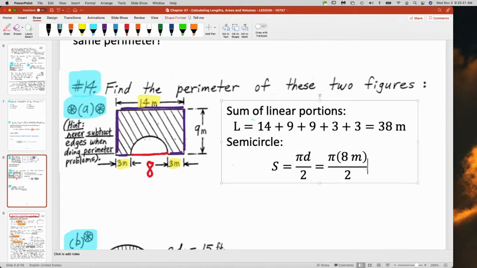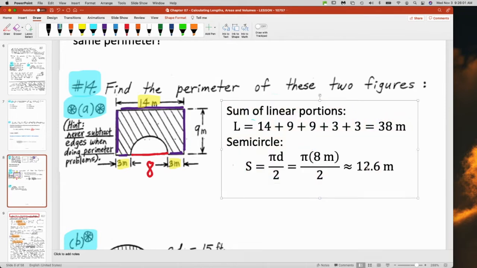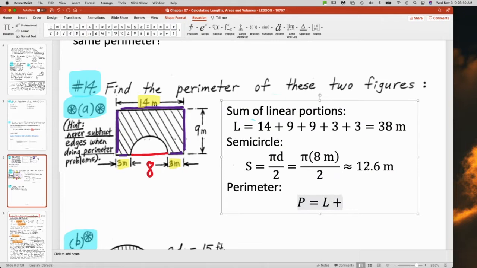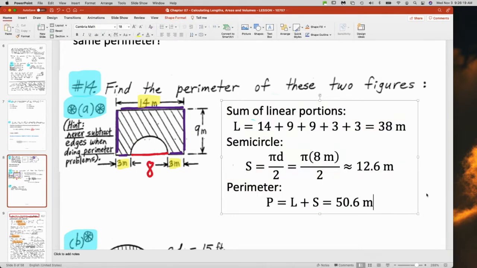Can someone give us an answer there? What is it, like 12 something? Okay, 12.6 it is. Okay, so then the perimeter is equal to L plus S, which is, add those two numbers, 50 and change. Awesome. All right, so hopefully that wasn't too dangerous.